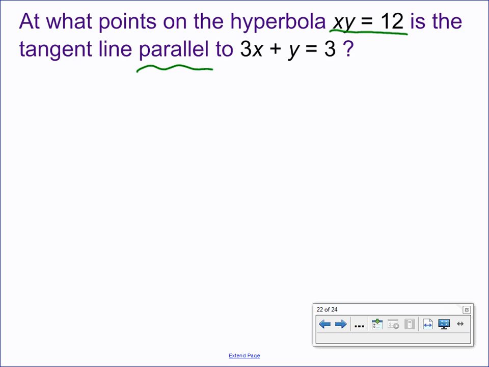Hyperbola. That was a gross exaggeration of a function. We're going to go ahead and solve that for y equals what? 12 over x? Is that right? And I don't know that we have to differentiate this. We certainly need its slope, but if I recognize this as a linear function, then whether I differentiate or not, I can recognize that line has a slope of what?